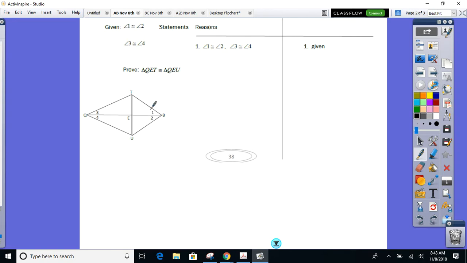So I got angle 1 congruent to angle 2. And I have angle 3 congruent to angle 4. QET needs to be congruent to QEU, the one right next to it.